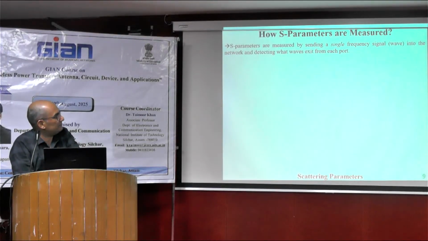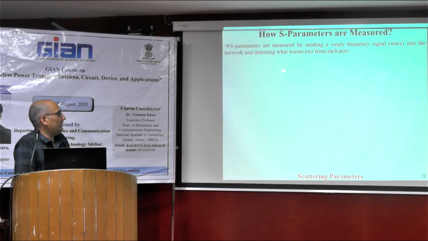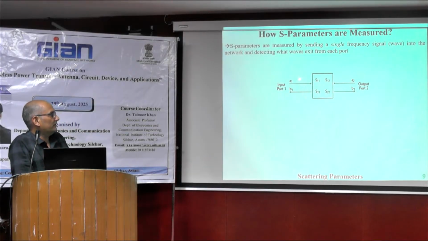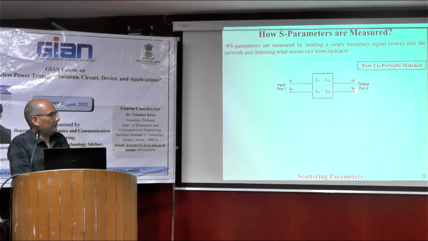How will these parameters be measured? S parameters are measured by sending a single frequency signal into the network and detecting what waves exist from each port. That is like this two-port network. Then what to do? Make port 2 perfectly matched. Matching is equally important, as I already told you. It should be perfectly matched, terminated with a standard load, 50 ohm or 75 ohm. That will make it perfectly matched.